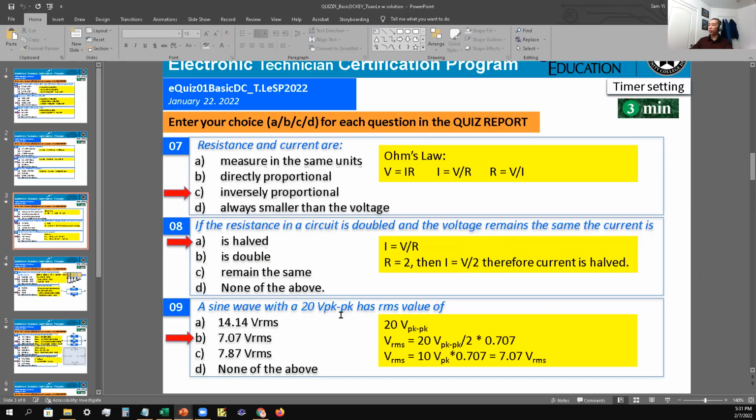Number 9: a sine wave with a 20 volt peak to peak has an RMS value of... the answer is B as in Bob, 7.07 VRMS. VRMS is equal to... we have the value in peak to peak, so to calculate, we have to divide by 2, because we need just the peak part. So 20 divided by 2 gives you 10 V peak, times the ratio 0.707. That's how you get 7.07 VRMS. So the answer is B as in Bob for number 9. Any questions on number 7, 8, or 9?